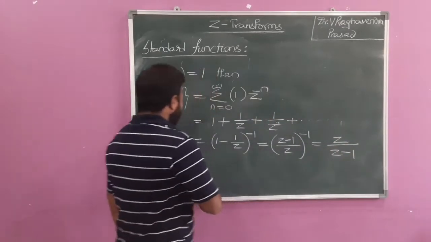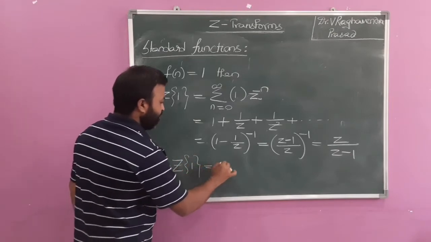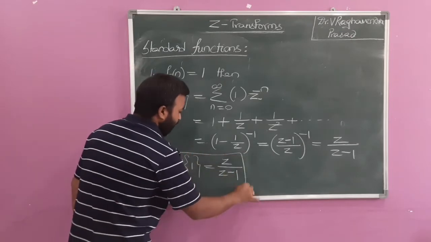Therefore, the Z transform of 1 is z by z minus 1. This is one of the standard formulas here.